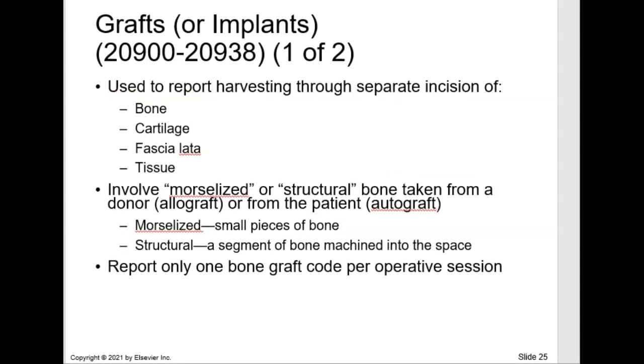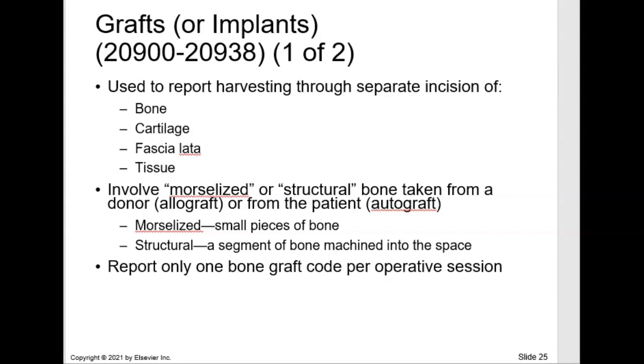Move on here. Grafts and implants: used to report harvesting through a separate incision of the bone, cartilage, fascia, or tissue. So with graft procedures, with the harvesting of the bone, a lot of times this is through an incision separate from the one used for the graft itself, to implant that graft. So you need to harvest whatever you need, the bone, cartilage, etc., and then you're going to have to implant that graft.